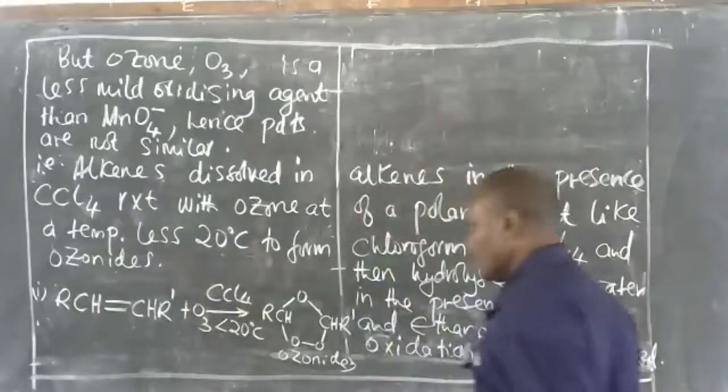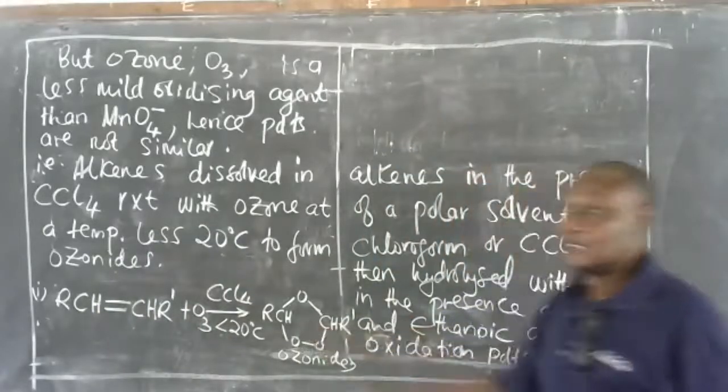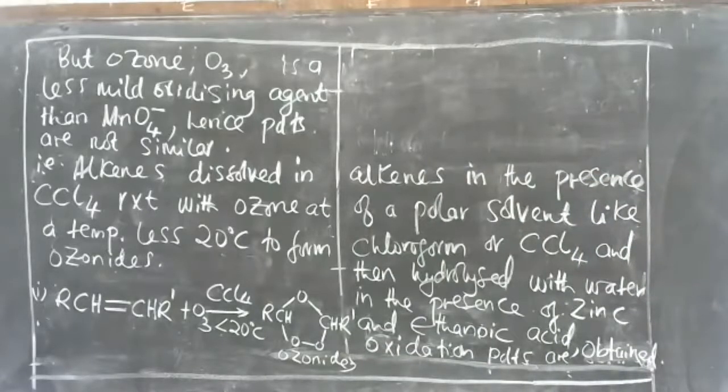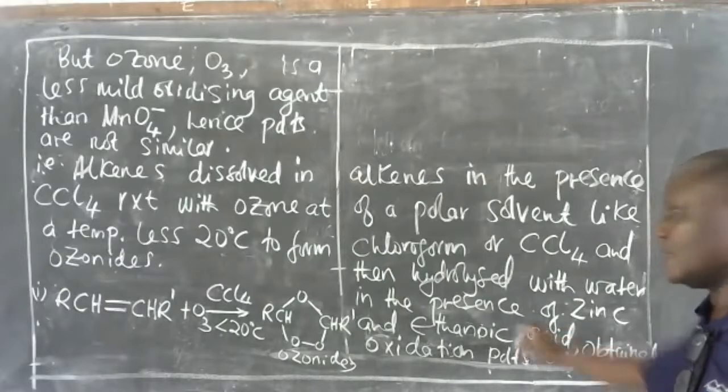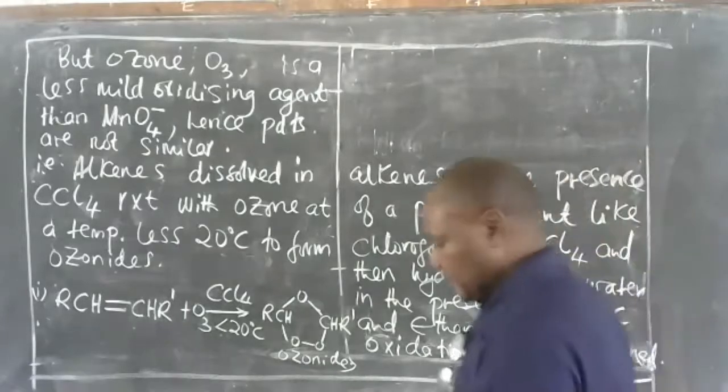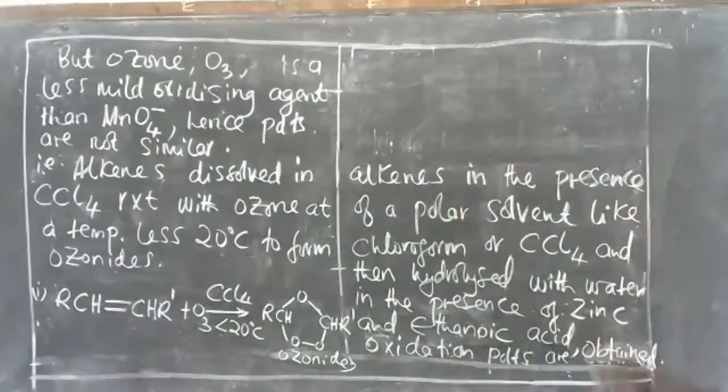So after forming this ozonide, this is now going to undergo hydrolysis with water in the presence of a carboxylic acid, for example, ethanoic acid, and then in the presence of zinc to give us the final product. We use zinc and then ethanoic acid so that the other products cannot undergo further oxidation.